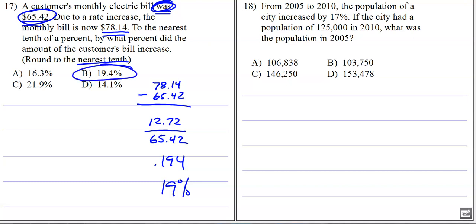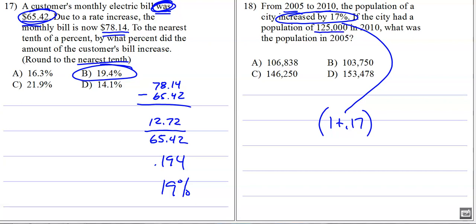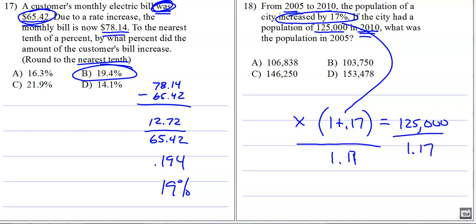Number 18, 2005 to 2010. Increase 17%. That's 1 plus 0.17. There's your increase. 125,000 is at the later date, so it's happened over here. What did it used to be? So we got to divide by 1.17. 125 divided by 1.17. It looks like 106.83 right here. Correct answer is A.